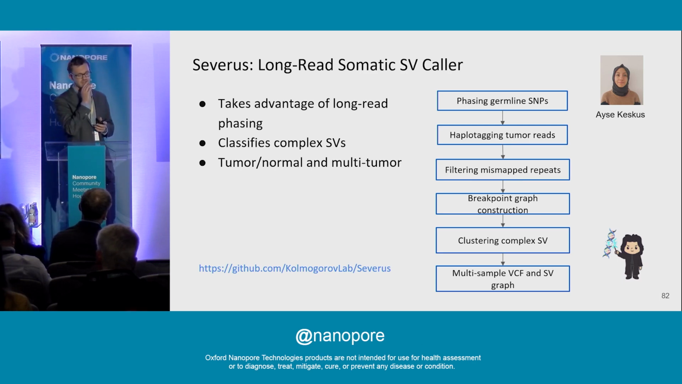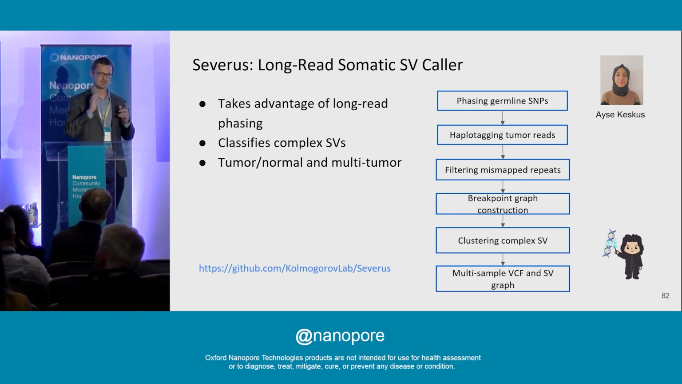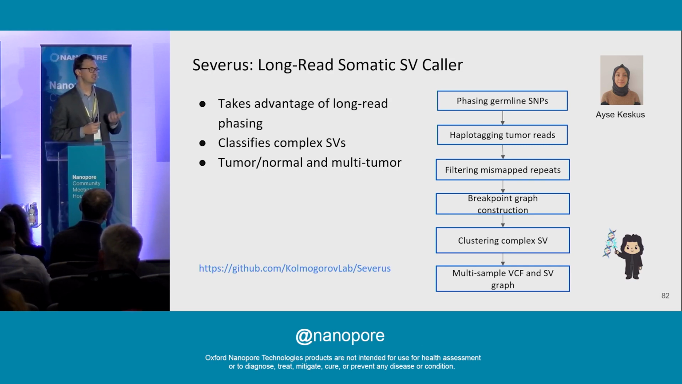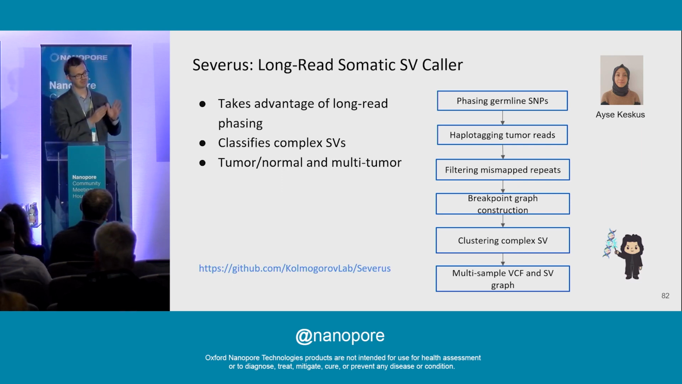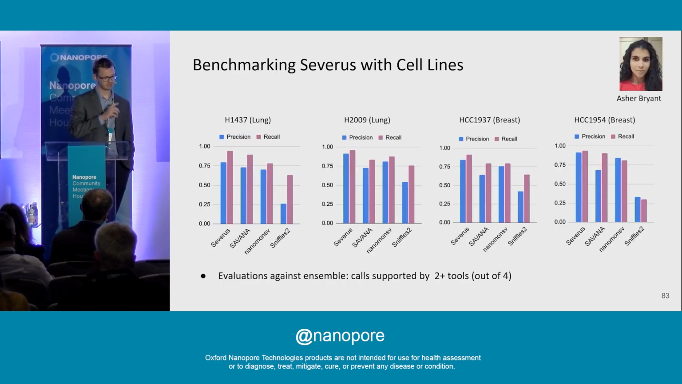It is different from the other current structural variant callers in that it was specifically designed for complex rearranged cancer genomes. It also takes advantage of long-read phasing, so it produces haplotype-specific calls, and it can work with matching normal samples or multi-tumor modes, which we did in the case of the dog project. The pipeline is on the right. Unfortunately, I don't have time to go into details about each step, but I will show you some benchmarking results.